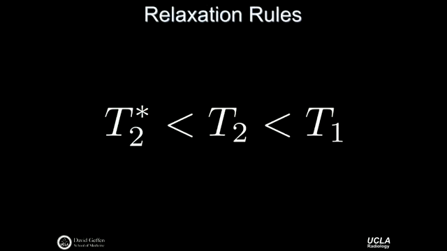And so just maybe summarizing all of those rules together, then we know that T2 star is less than T2, and that's, of course, going to be less than T1.